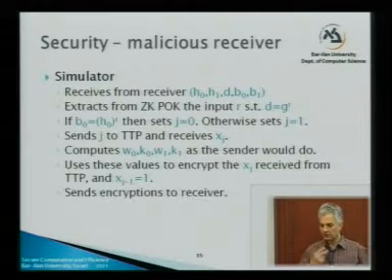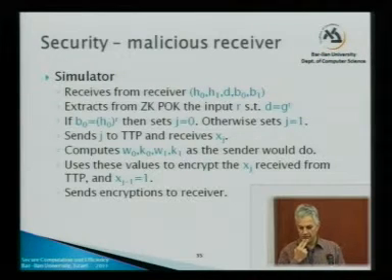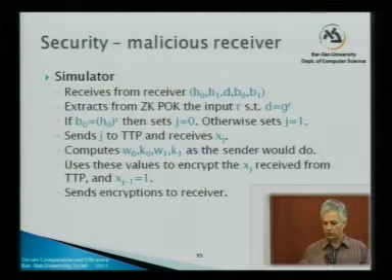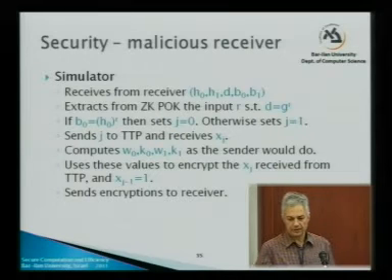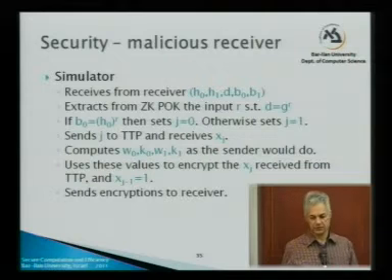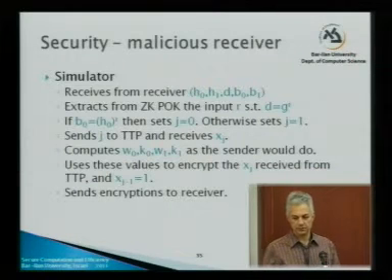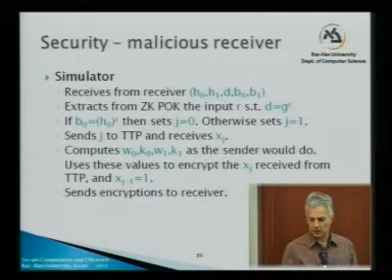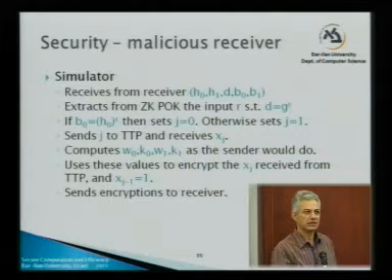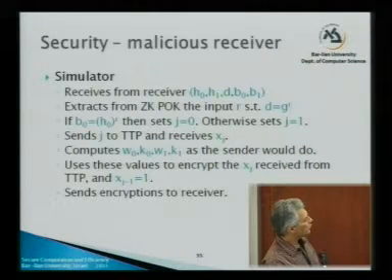Now, what happens in the case of a malicious receiver? We build a simulator where the idea is that we need to know the input of the receiver. So we get the tuple from the receiver, and we should extract from the zero knowledge proof information about which item the receiver wants to know. So what we can do is extract the R, which is the discrete log of D. Namely, if D is G to the R, we learn what R is.